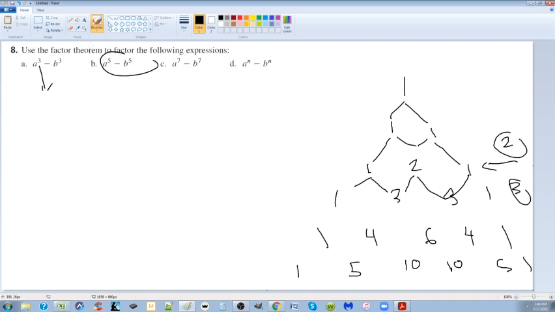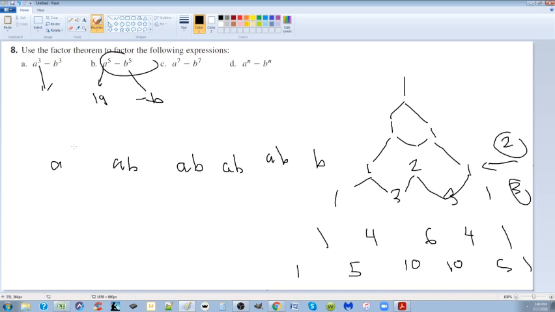So this one would be for this one. So what are my things here? A, just 1A, and B. And actually it's negative B, right? So I'm going to get A, AB, AB, AB, 6 terms, AB, and then B.